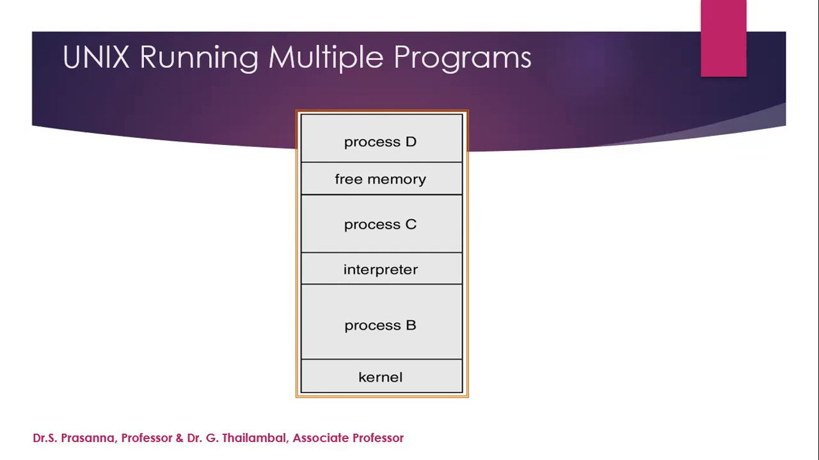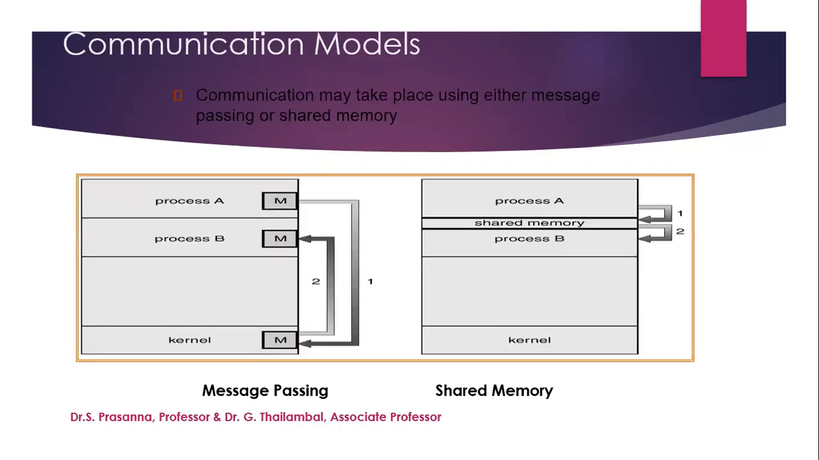Therefore, three processes, B, C, D, are executing at the same time, and you have some free space and also the interpreter. The work of an interpreter is to read each and every line of the command and execute that command. So what is a communication model?